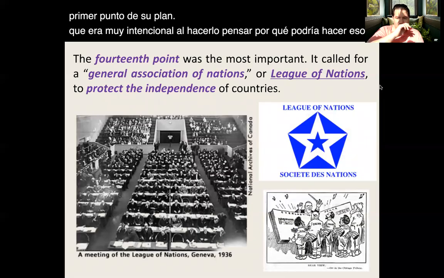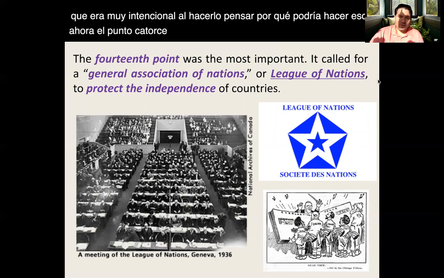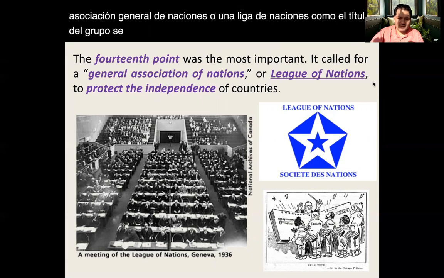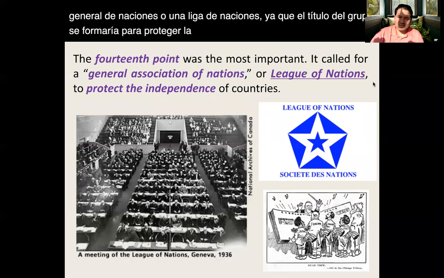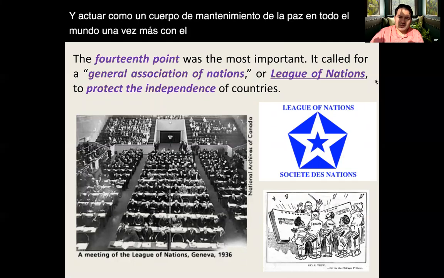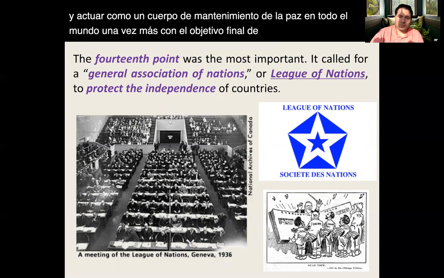Now, the 14th point was the most important. It called for a general association of nations, or a league of nations, as the group's title would be formed, to protect the independence of countries and act as a peacekeeping body throughout the world. Once again, with the ultimate goal of preventing the destruction of a worldwide conflict.